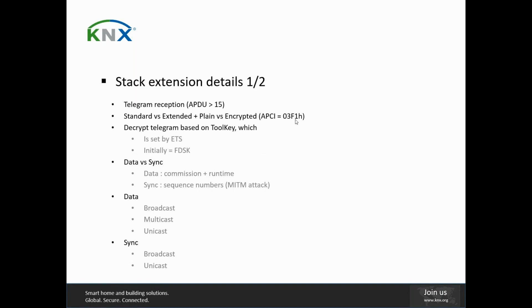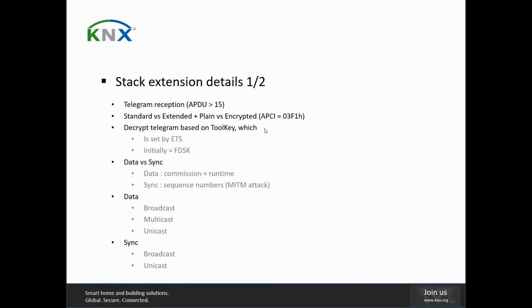Okay, so this is how to accomplish it, so you can distinguish plain from secure frames. Then the next step is to decrypt, of course, such a telegram. And this is always done based on the tool key. So the tool key, indeed, one.